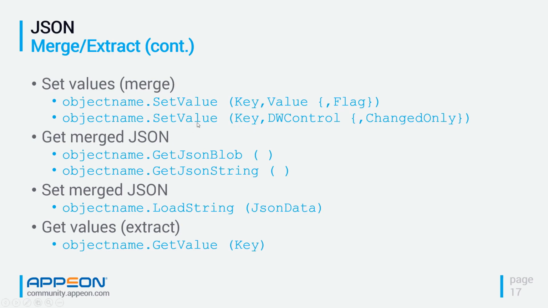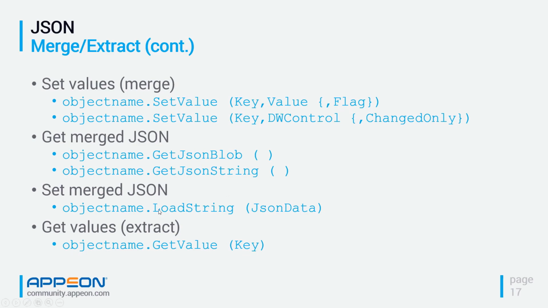So we say set value, key, and we pass in either a data window control or a data window data store, either one. And it will extract the JSON from the data window or the data store and add it to the JSON packager. So now we've done this, set value, let's say 4 times, so we've got all 4 sets of data in our JSON packager. Then we use either the get JSON blob or the get JSON string to get the larger block of data out of the JSON packager. That's what we send up or down the wire to the other end.